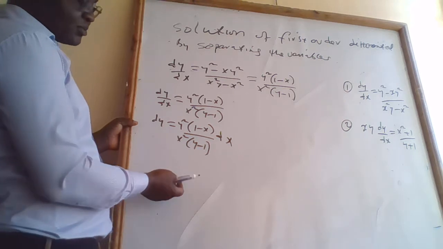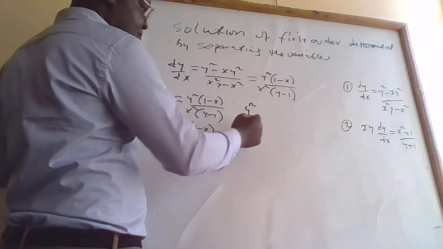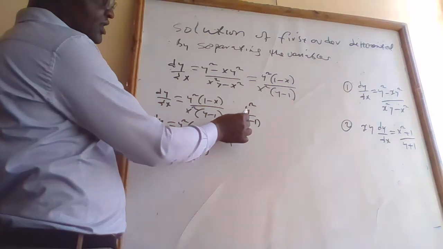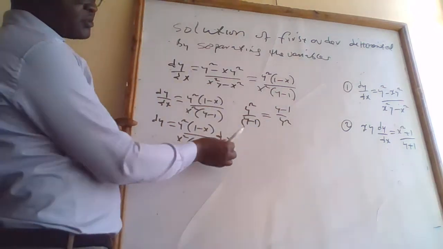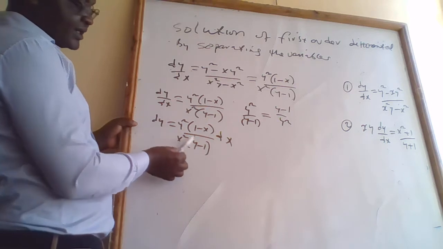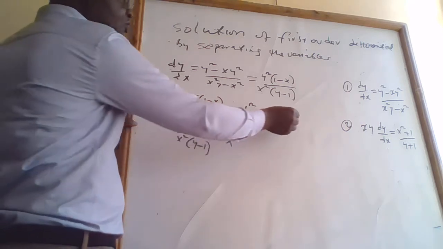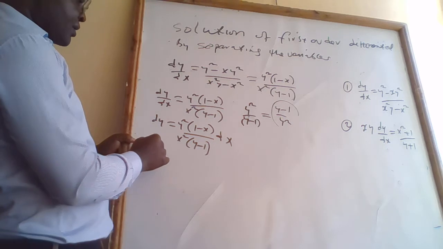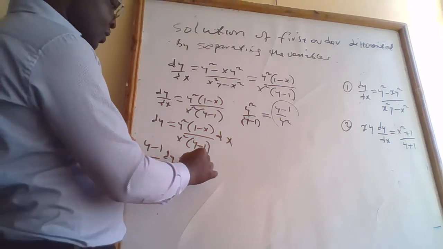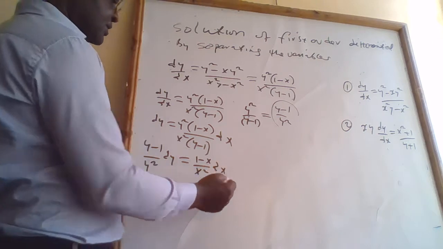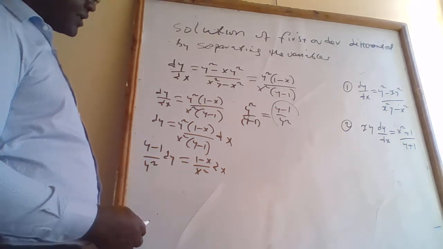Once I have done this, I multiply both sides by the reciprocal of y squared over y minus 1. The reciprocal of this will be y minus 1 over y squared. The reason why I multiply through by the reciprocal on both sides is to get rid of the y variable on this side, so that it comes on this side. So when I multiply through by the reciprocal, I will have (y minus 1) over y squared dy equal to (1 minus x) over x squared dx.